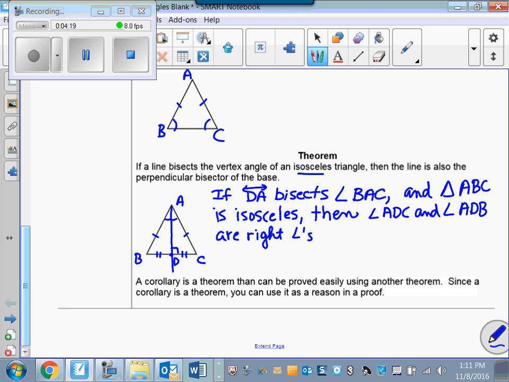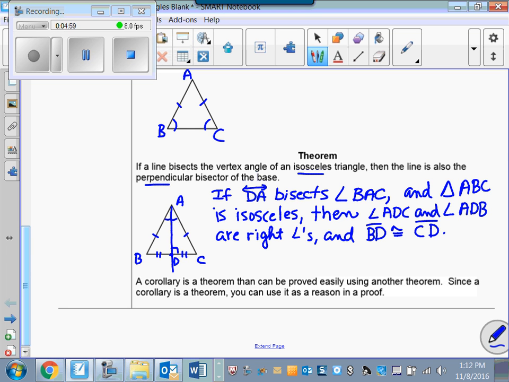I know that because of the definition of perpendicular lines, right? So I'm leaving out some steps if this were a proof, but I'm just trying to summarize this for you. All right, ADC and ADB are right angles, and that line also bisects the base, so BD is congruent to CD. So that little theorem tells us a whole lot. If I've got an isosceles triangle, if there's a vertex angle bisector, then that line that bisects that vertex angle is also the perpendicular bisector of the base.